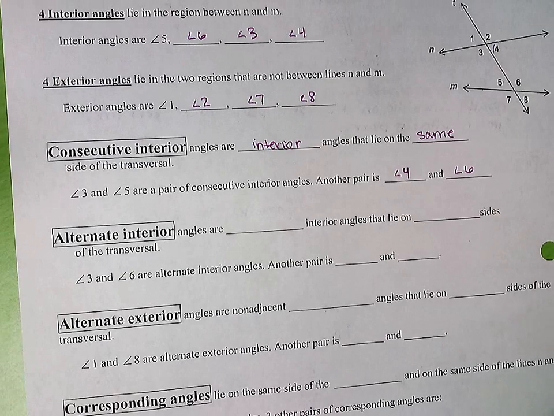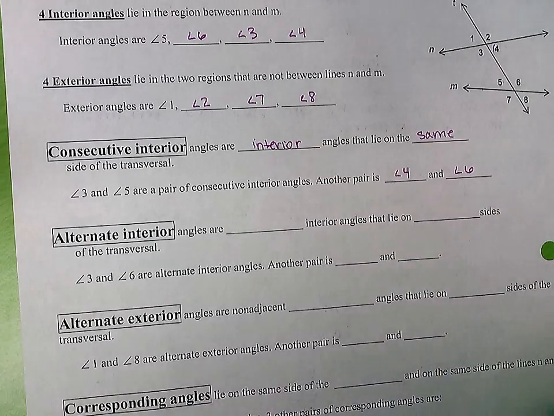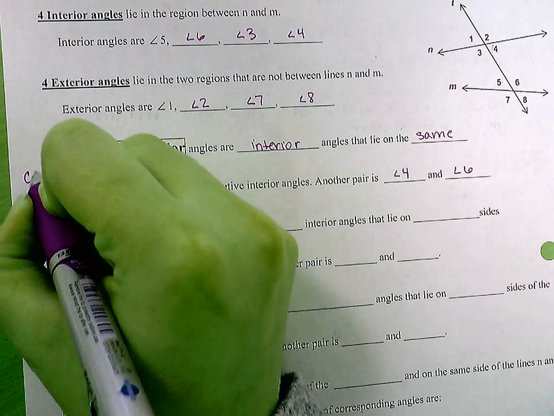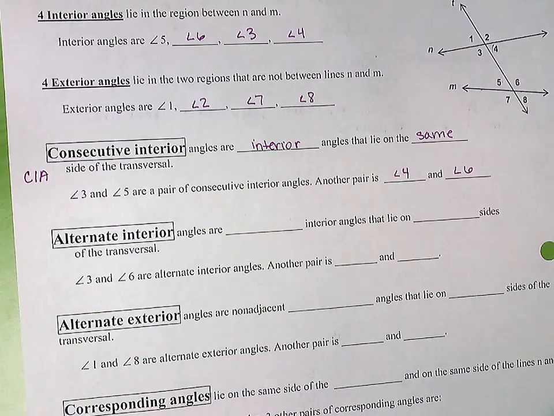We abbreviate consecutive interior angles as CIA. Consecutive interior angle.